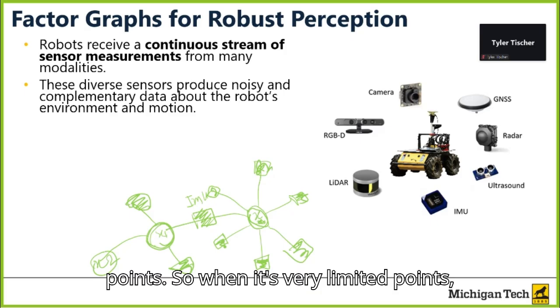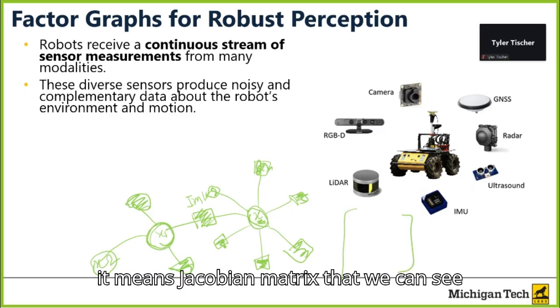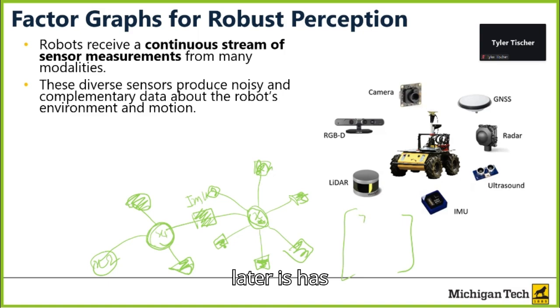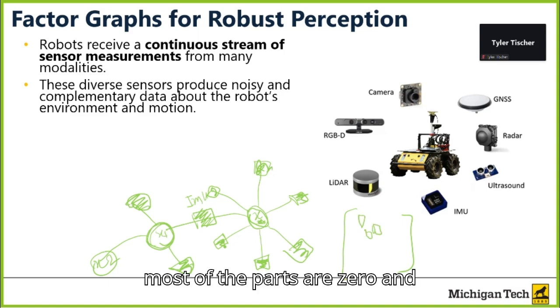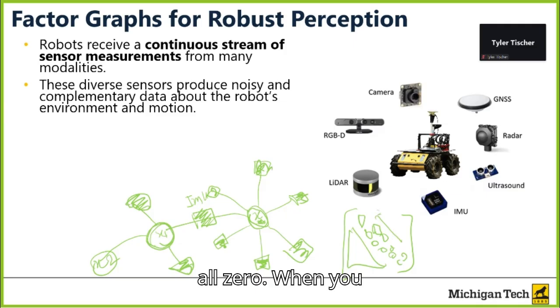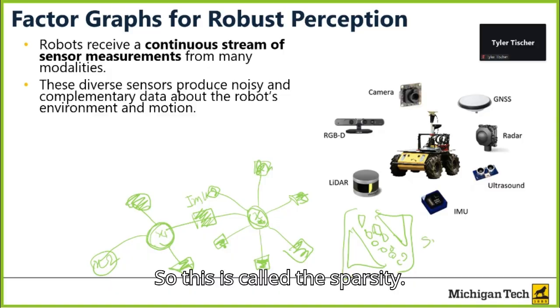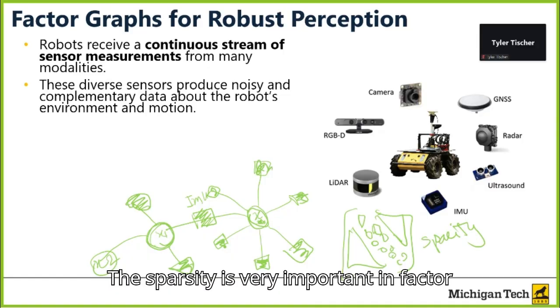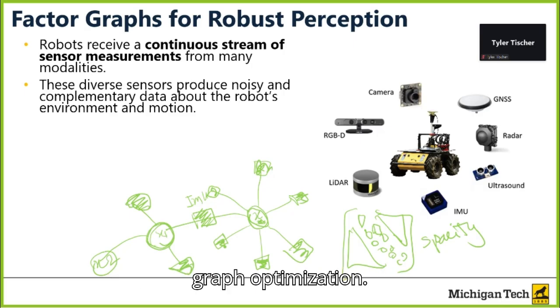When it's very limited points, it means the Jacobian matrix that we will see later has most of its parts at 0, and just some of them are valued. When they are 0, you can solve them very efficiently, very fast, like in a linear way. So this is called sparsity. Sparsity is very important in factor graph optimization.